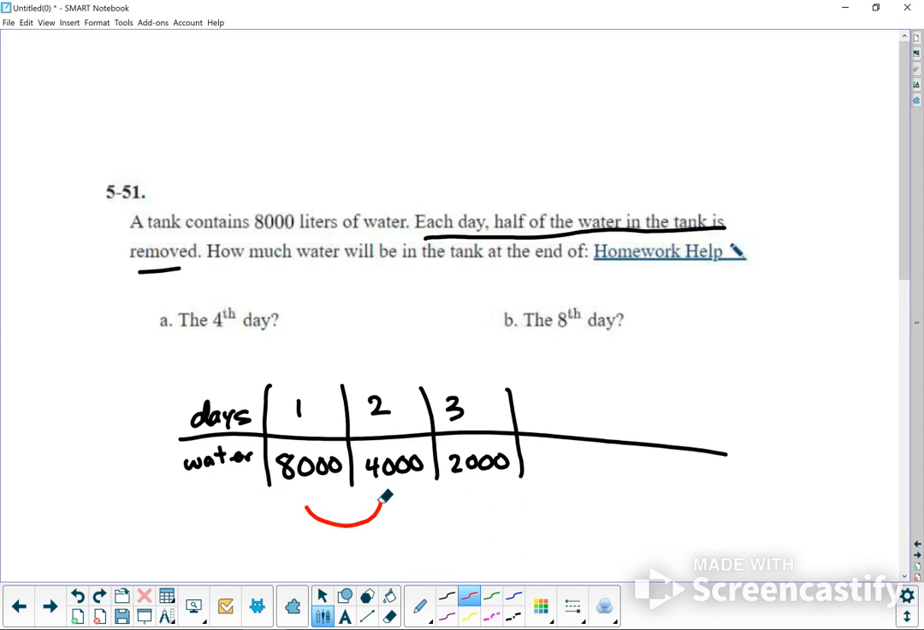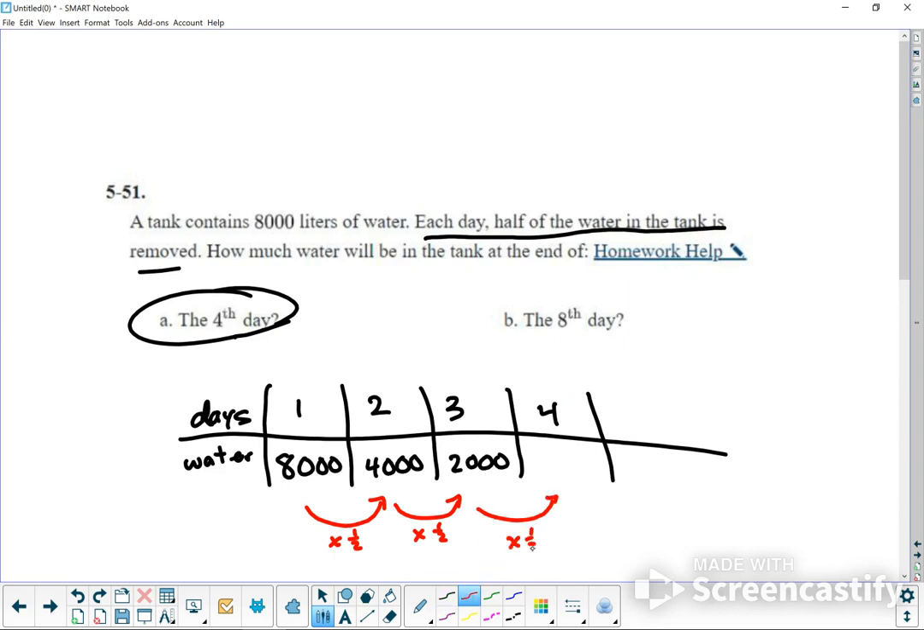Okay, so what are we doing? What's happening? Basically, we're dividing it by 2. Or you can say, and remember how I showed you guys, it's better to say, instead of divided by 2, we can say it's multiplied by 1/2. That's a better way to write it. So instead of division by 2, you can say multiplication by 1/2. And day 4, half of 2,000, will give you 1,000 liters.